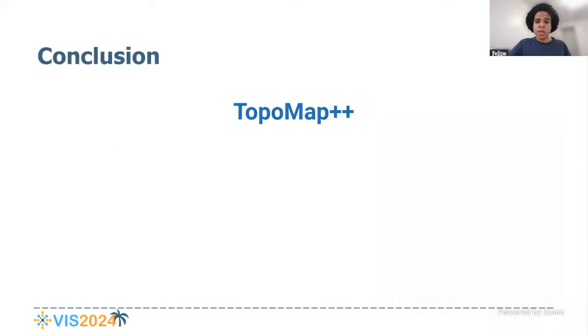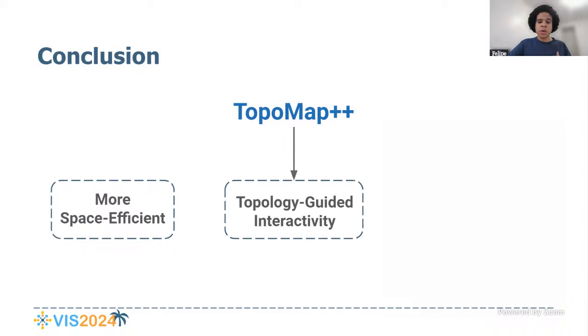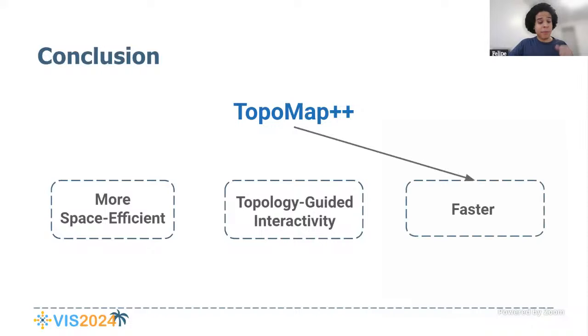So as a conclusion, we propose TopoMap++, which produces a more space-efficient layout, preserving topological relationships. Also, a topology-guided exploratory mechanism, and a more efficient computational process to enable large-scale real-world data analysis.